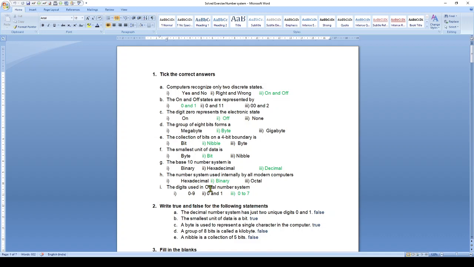The digits used in octal number system, how many digits? There are 8 digits, 0 to 7. So the digits used in octal number system are 0 to 7. So number 3 is the correct answer.